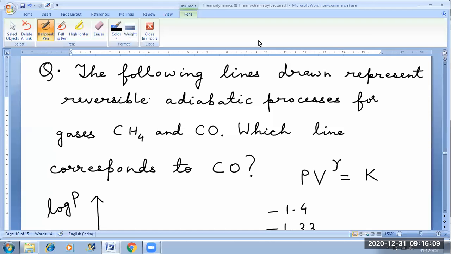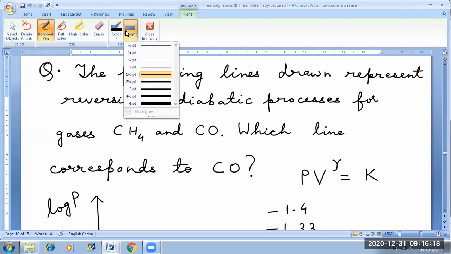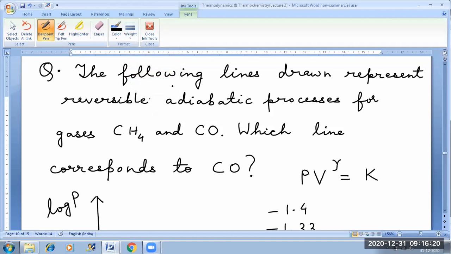All right. Next question. Last time we discussed numericals. So this is the next question. The following lines drawn represent reversible adiabatic processes for gases CH4 and CO. Which line corresponds to CO?